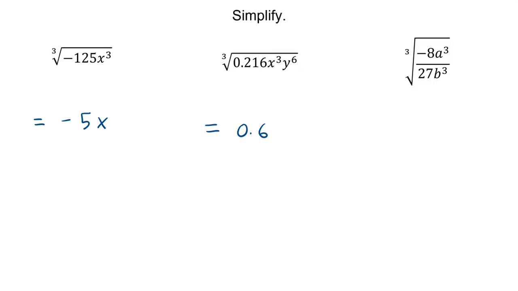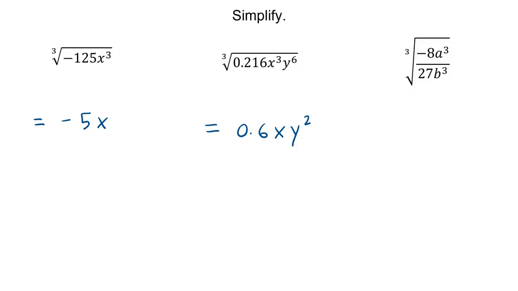What's the cube root of x to the third? That's x. And what's the cube root of y to the sixth? 6 divided by 3 is 2, so y squared is the cube root of y to the sixth. So the cube root of this expression is 0.6 x y squared. Let's look at the last example.